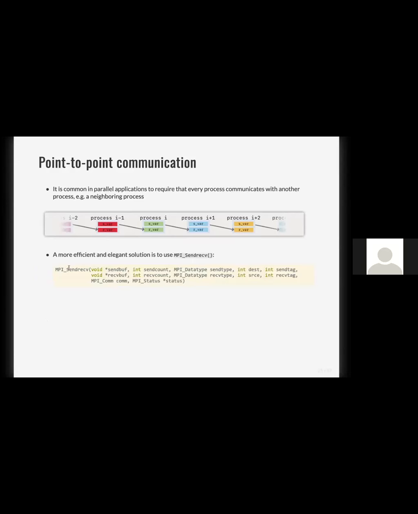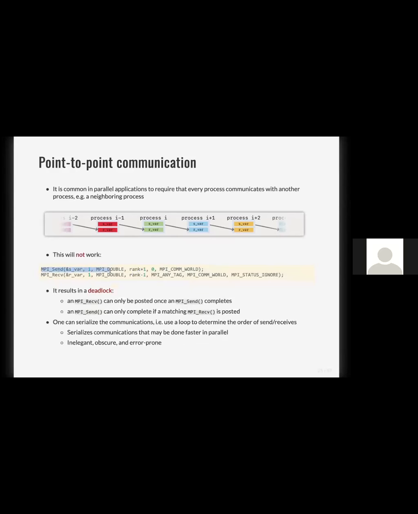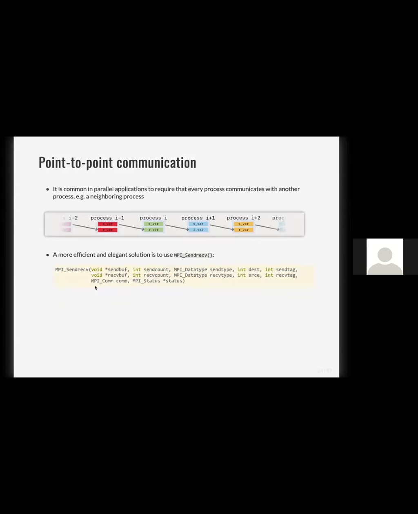So that's why we have this function send receive, which basically does this, but sort of in a way that one is done on one thread and the other is done on another thread. And so they're done basically asynchronously. MPI send receive takes basically the same arguments as a send and a receive. There's all the same stuff: the send tags, receive tags, the communicator, and the status of the receive operation.